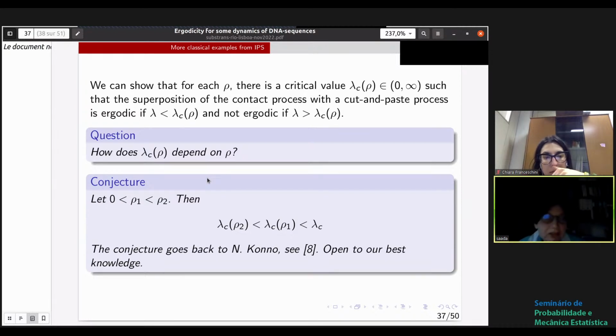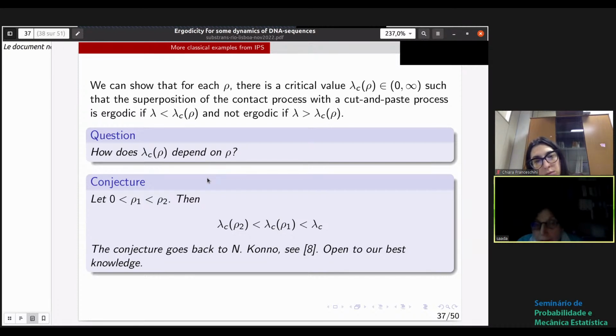But the interesting question is, how does this lambda critical of rho depend on rho? There is this conjecture, by Norio Konno a long time ago, saying that if 0 is less than rho 1 less than rho 2, we have that lambda c of rho 2 is less than lambda c of rho 1 less than lambda c. Okay, we don't know. It seems that it's still open. It's possible to prove some results, but never these inequalities.